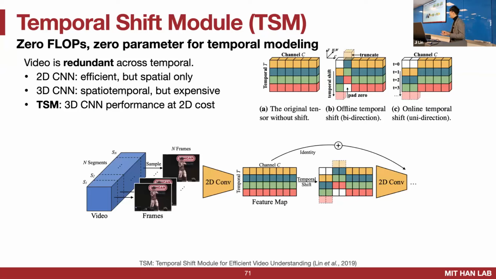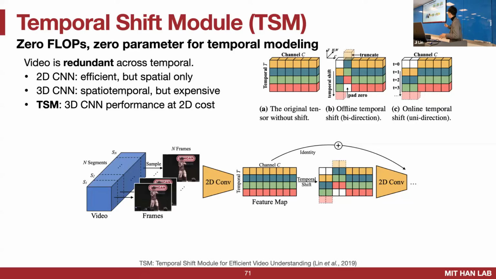So a more natural way is to simply use a 3D convolution neural network, which can jointly model spatial-temporal features. But the problem is that it's quite expensive. A 3x3x3 convolution kernel consumes 3 times more compute and parameters compared to a 3x3 2D convolution kernel. So as an alternative, we propose TSM, which is short for temporal shift module, an efficient module that has 0 flops and 0 parameters, and it can enable temporal modeling.